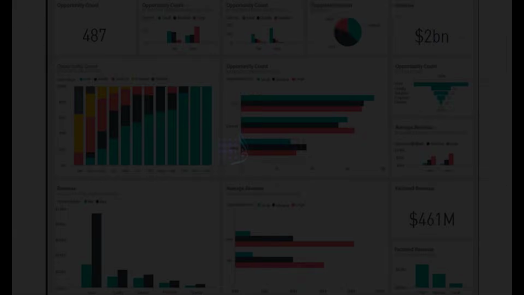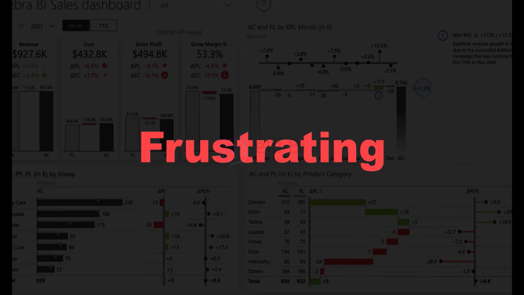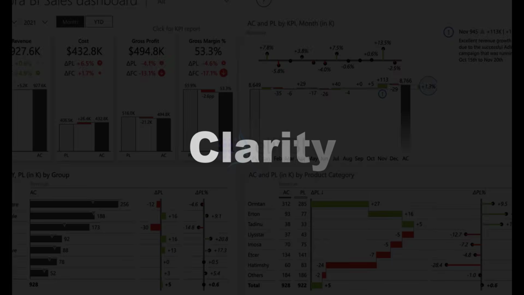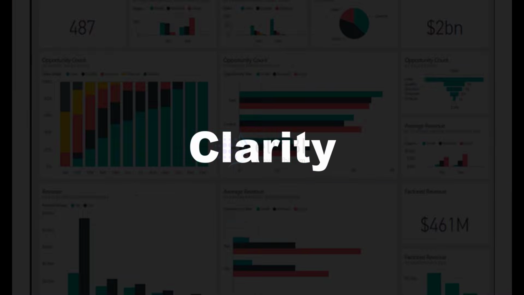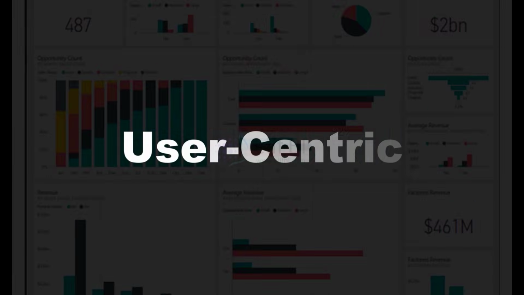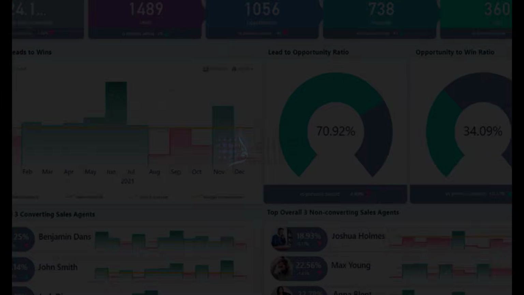Other dashboards are beautiful, they can be insightful, even the user experience is good, but they are too cluttered. So it becomes frustrating for the end user, and hence the dashboards are unused. What dashboards need is clarity in the data and in the interface, as well as experience. It should be well structured and user-centric, where the user feels that their problem is being solved. And that would make the dashboard impactful.